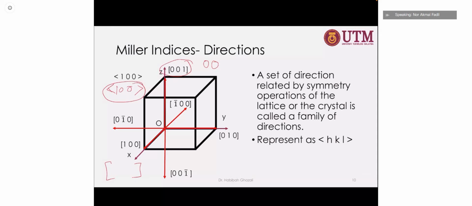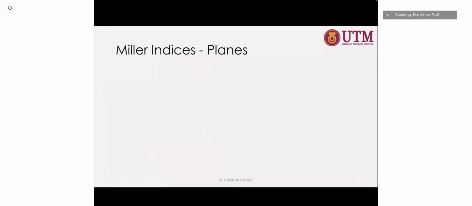And then the next is how to give an index for the planes, the crystal planes. Again, for the values of x, y, and z we still use h, k, l. So this is for x, this is for y, and this is for z.